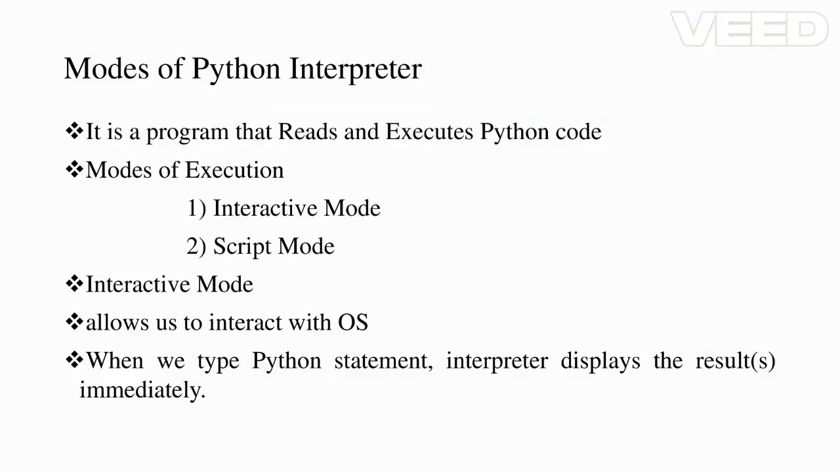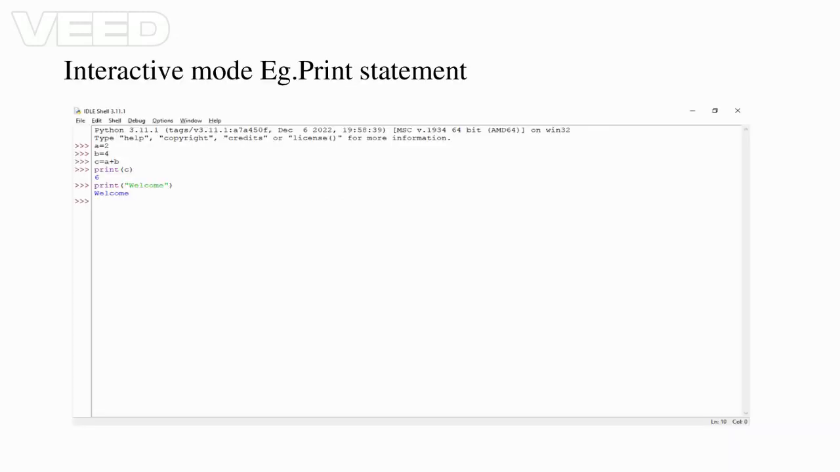Then we are moving to know about the modes of the Python interpreter. It is a program that reads and executes Python code. Modes of execution are of two types. First one is the interactive mode and second one is the script mode. First we are going to know about the interactive mode. Interactive mode just allows us to interact with the OS. When we type a Python statement, the interpreter displays the results immediately. This is an example of interactive mode. I'm taking a print statement as an example for interactive mode.